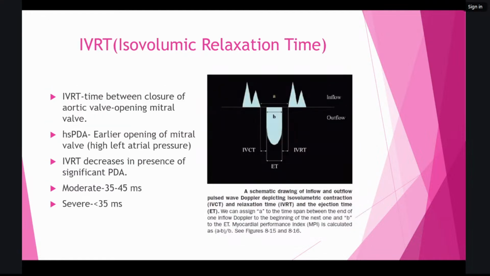Coming to the IVRT, isovolumetric relaxation time, it is the time between the closure of aortic valve and the opening of the mitral valve. In PDA, earlier opening of the mitral valve is there due to the high left atrial pressure. So IVRT decreases in the presence of significant PDA. In moderate, it's 35 to 45 milliseconds, and in severe, it's less than 35 milliseconds. So as we can see, this is the E and A, and this is the IVRT.